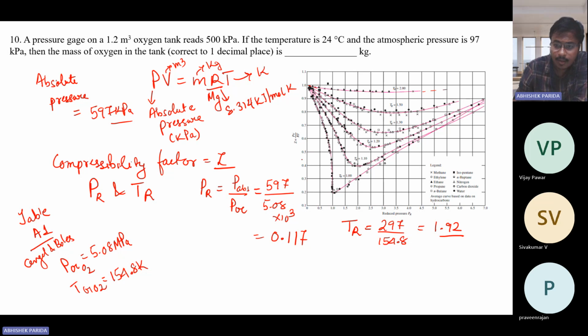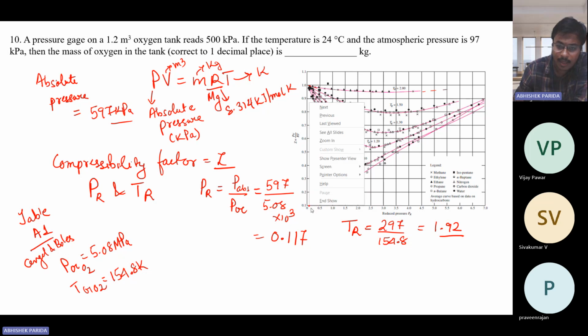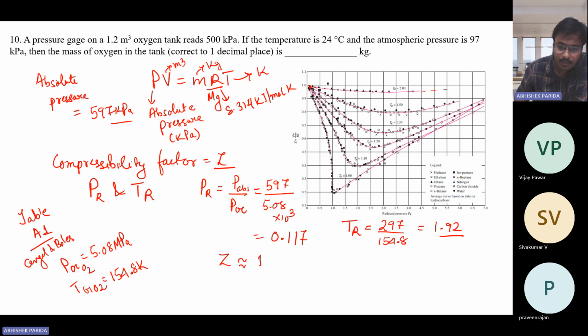In this curve. Then the other thing is PR is 0.117. So 0.117 will be somewhat here. The x-axis is the PR. This is 0.5, which means 0.25 will be in the middle, and even inside that will be 0.117, somewhere here. So we can say that Z is almost equal to 1. So you can directly use PV is equal to mRT.